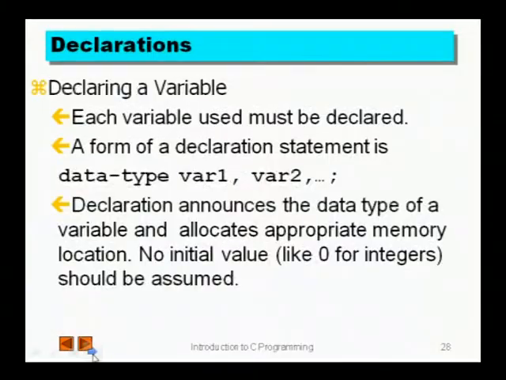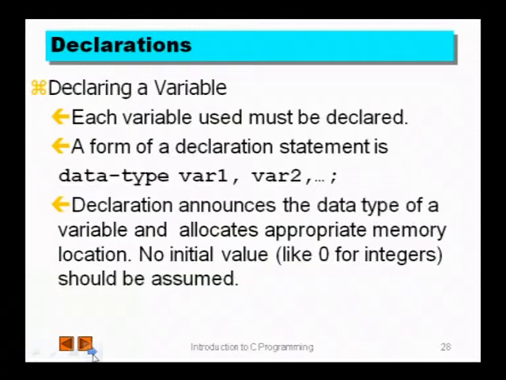Declaring a variable, how to declare a variable. Each variable used must be declared. Whatever variable you are going to use should be declared. Without declaration you cannot use any of the variables. So the syntax is: data type, variable 1, variable 2.